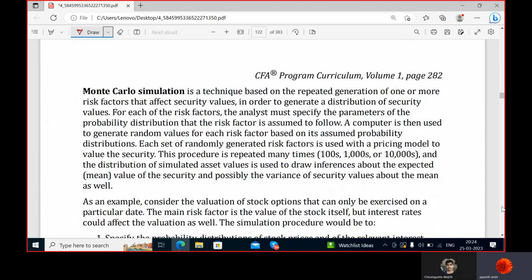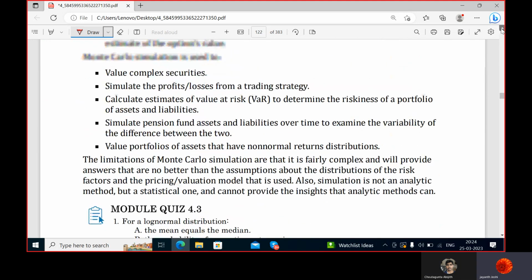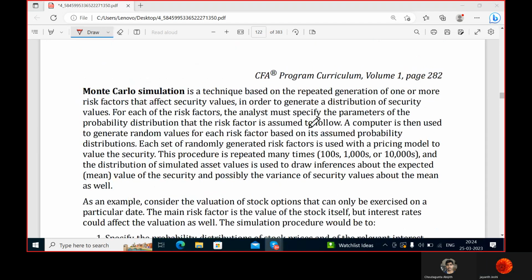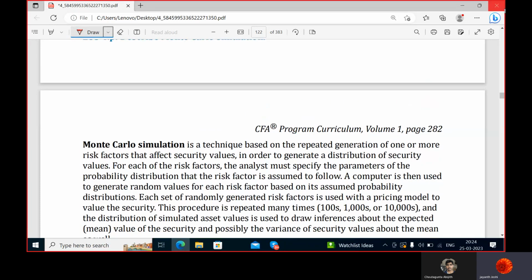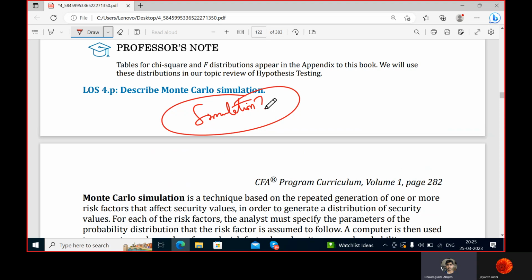So Abhijit, only one last topic is there, that is Monte Carlo simulation. I will tell you what this exactly is. What is simulation, Abhijit, first of all? Simulation is already a basic tool. For a given set of inputs, what might be the output?